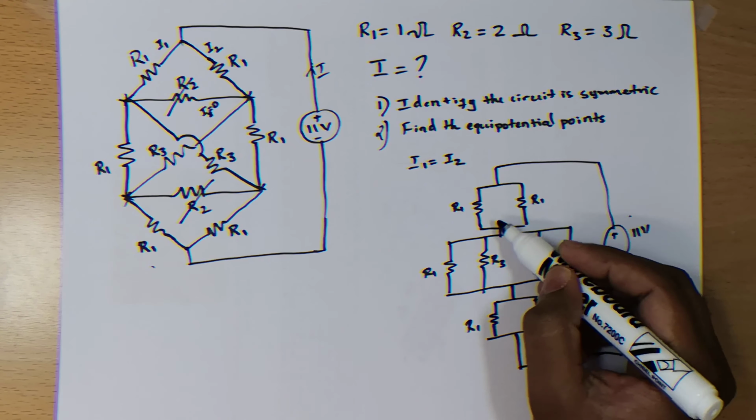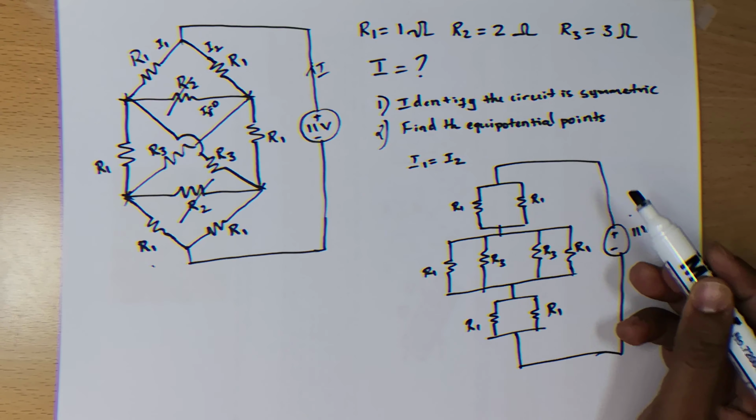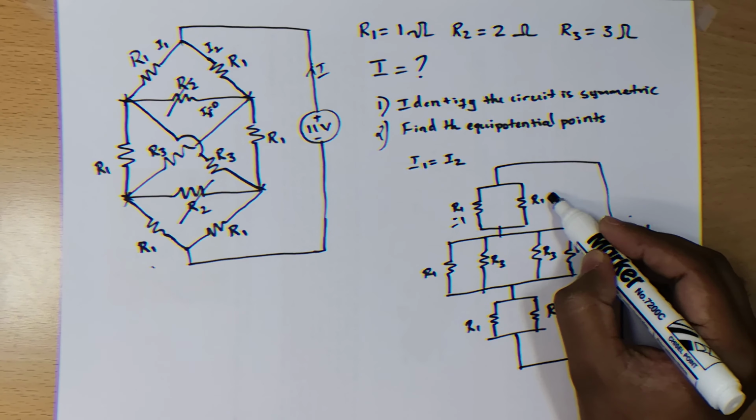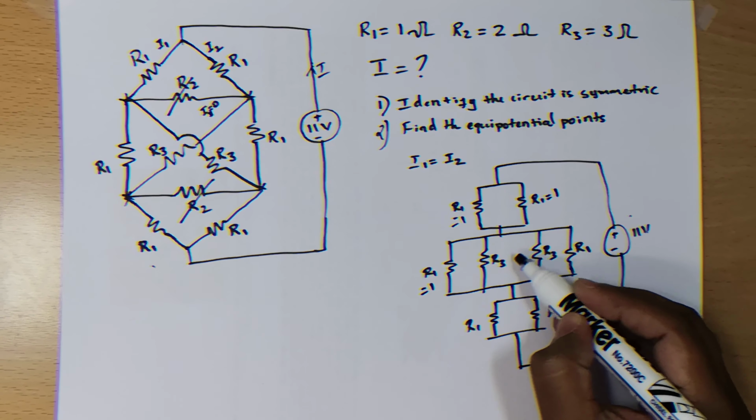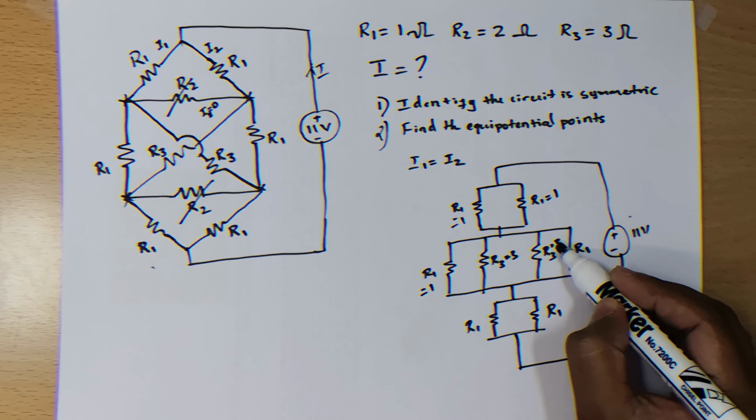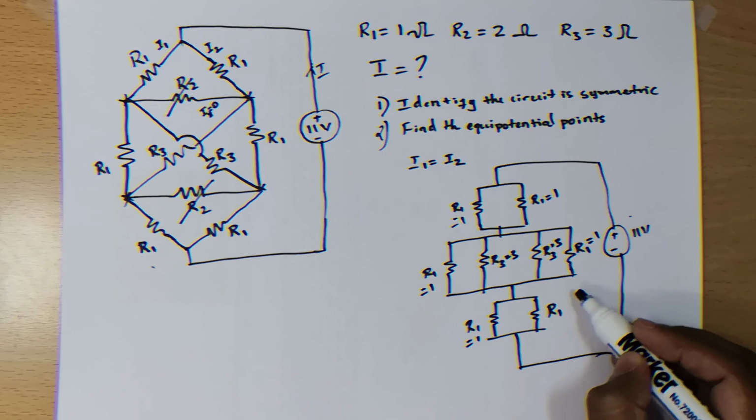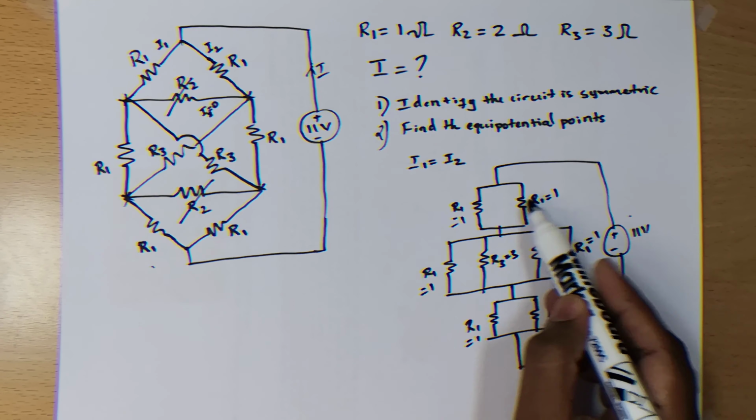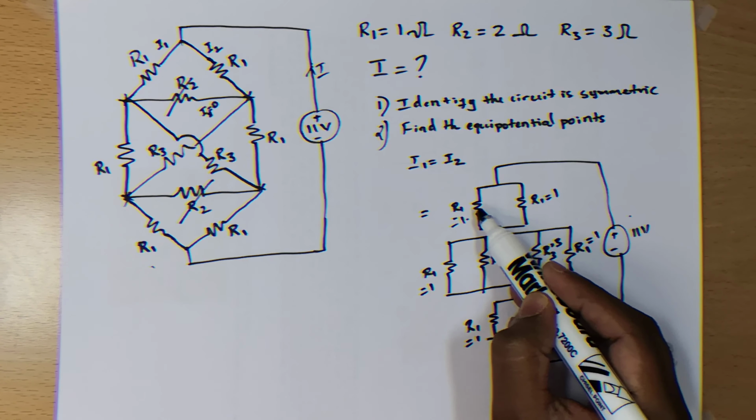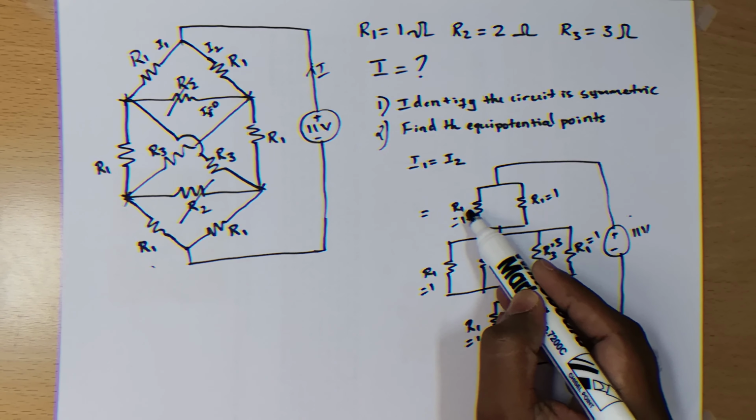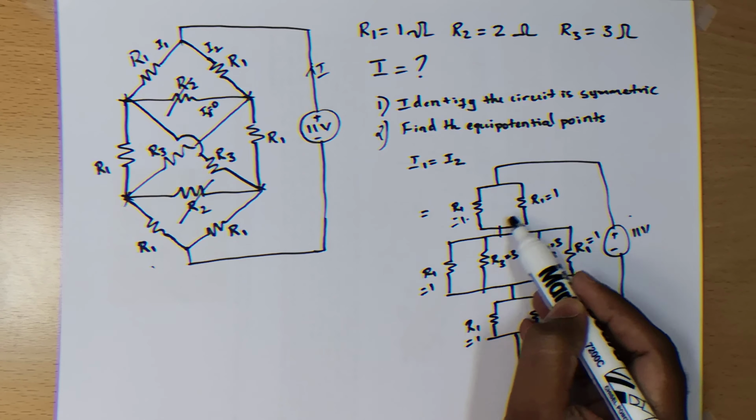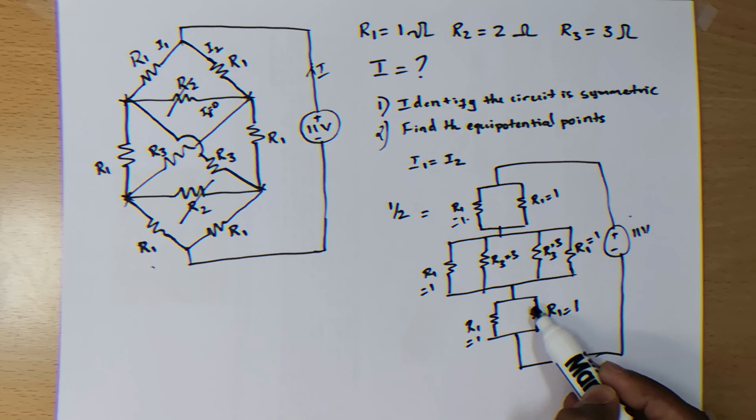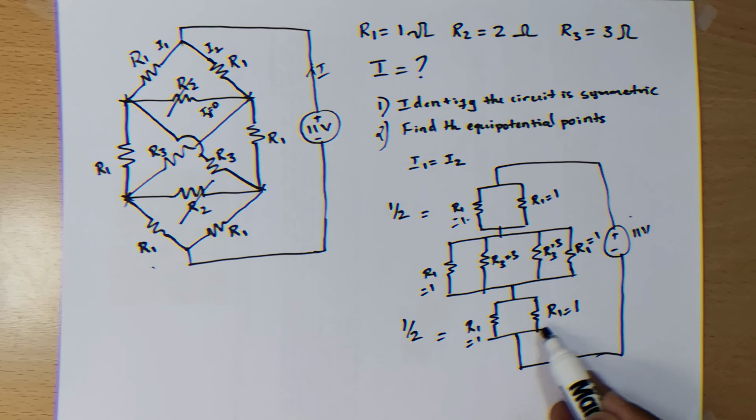I'll just do a quick calculation in my mind. I'll first write down the values of these resistances. R1 is 1 ohm, R1 is 1 ohm, R1 is 1 ohm, R3 is 3 ohm, R3 is 3 ohm, and R1 is 1 ohm again. Here R1 is 1 and R1 is 1. So the equivalent resistance here is, since both of them are in parallel and the same value, R1 by 2, which is 1 by 2. And here also it's 1 by 2. You can do these two quite quick.